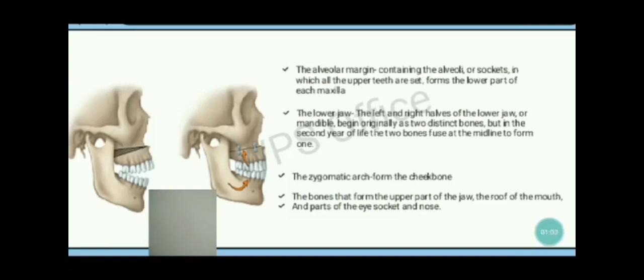The left and the right halves of the lower jaw, what we call the mandible, begin originally as two distinct bones, but in the second year of life, the two bones begin to fuse at the midline to form one. The function of the lower jaw, or the mandible, is to support the bottom row of the teeth, and it gives shape to the lower face and the chin. It is also the bone that moves as the mouth opens and closes.